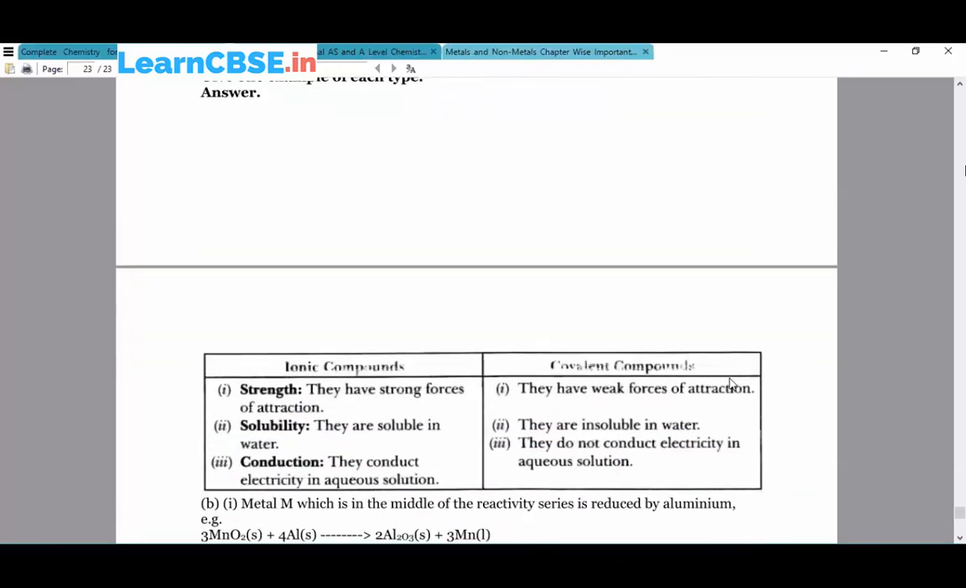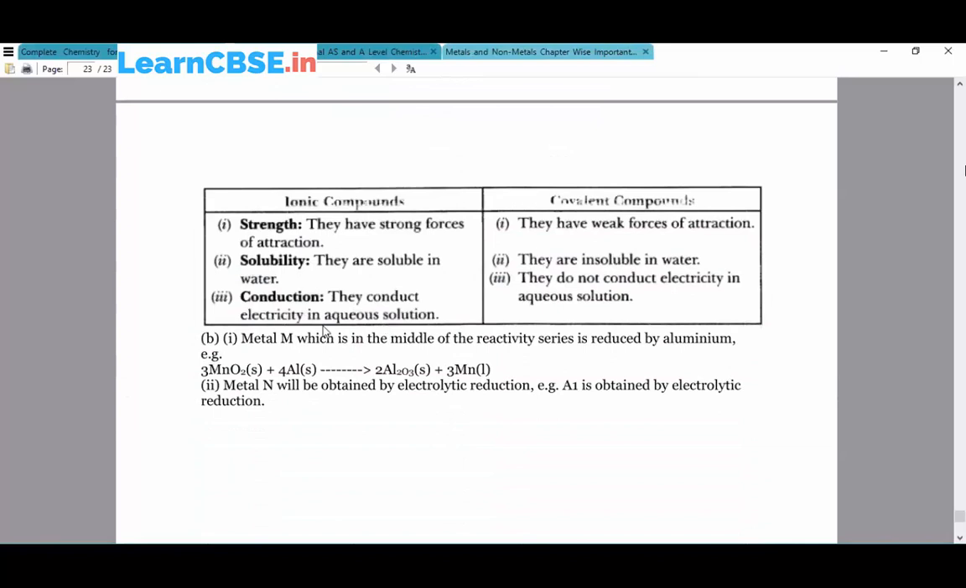Conduction in the substances. Ionic compounds conduct electricity in aqueous solution, while covalent compounds do not conduct electricity in aqueous solutions because they do not contain any free ions or free electrons.